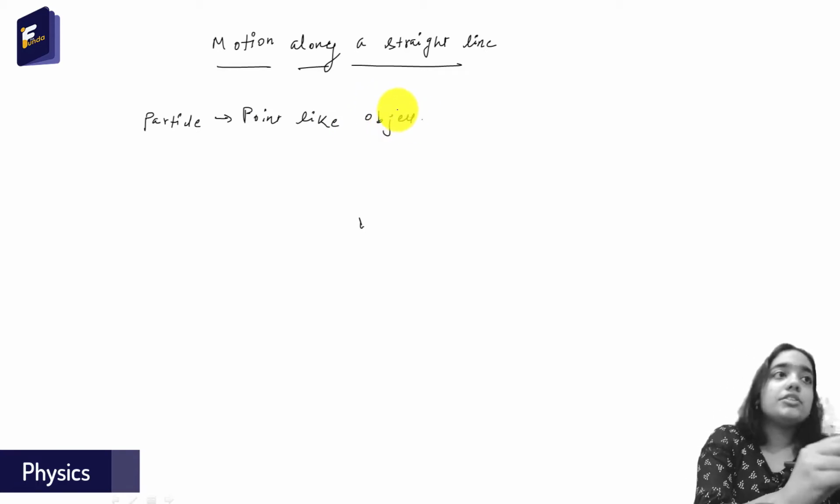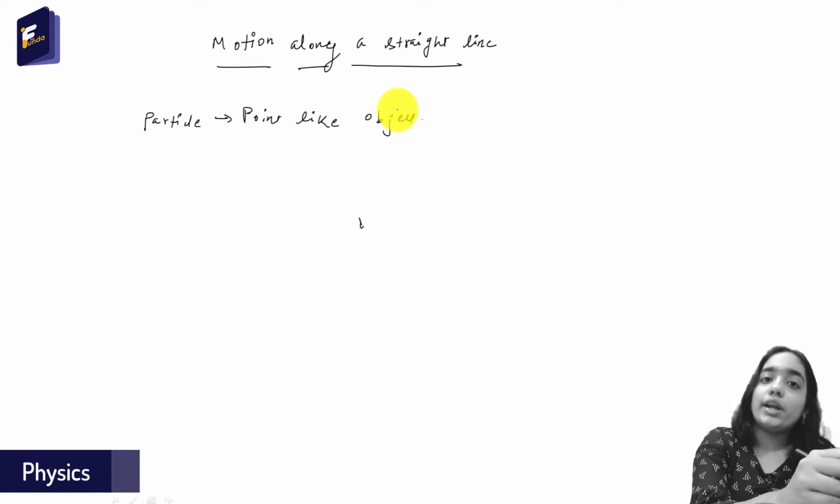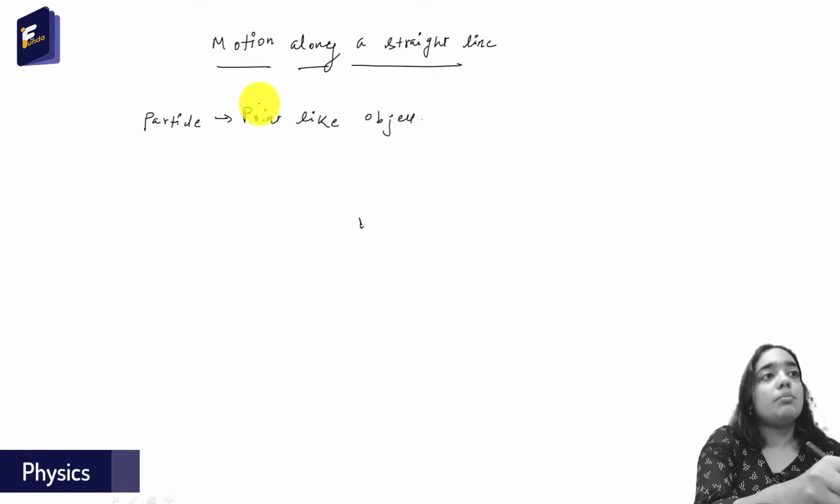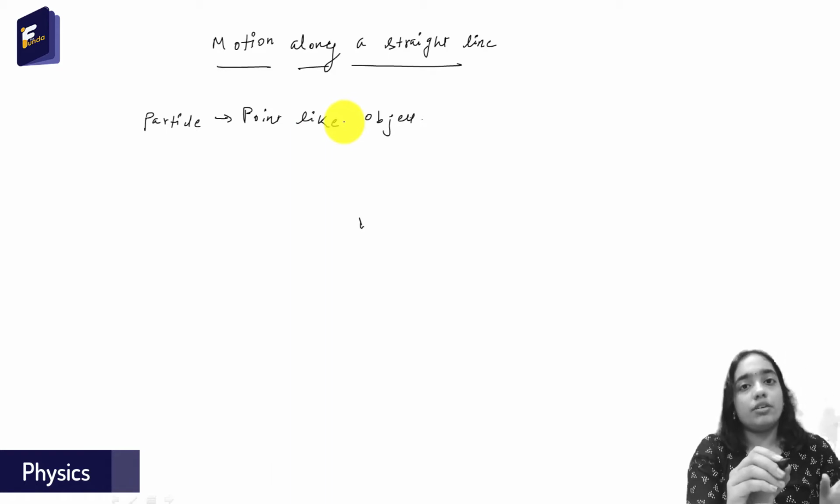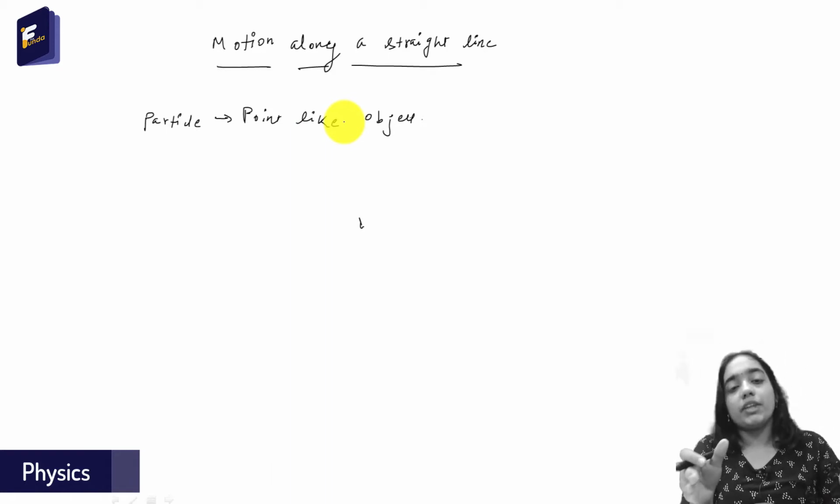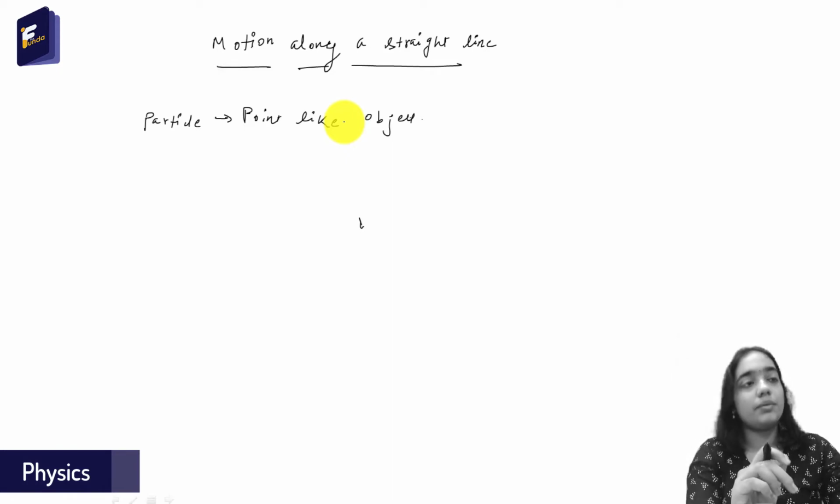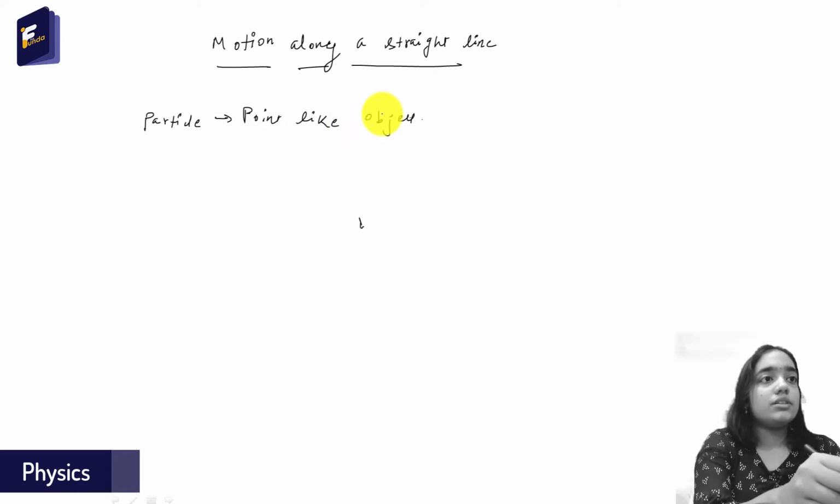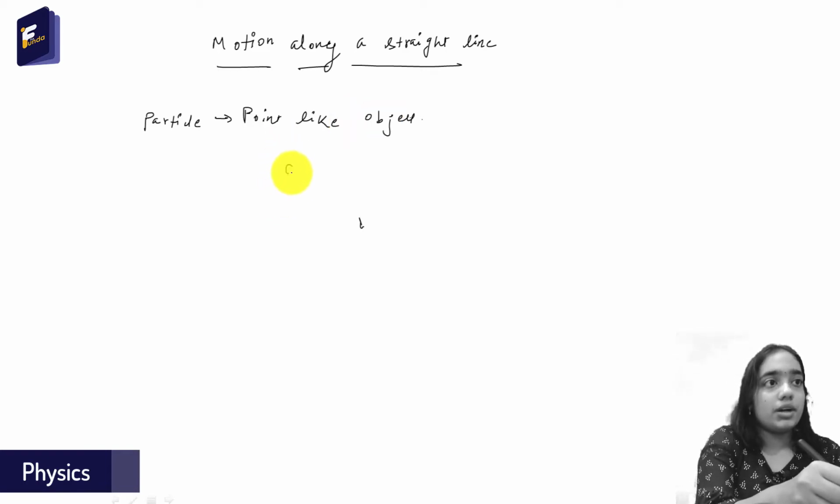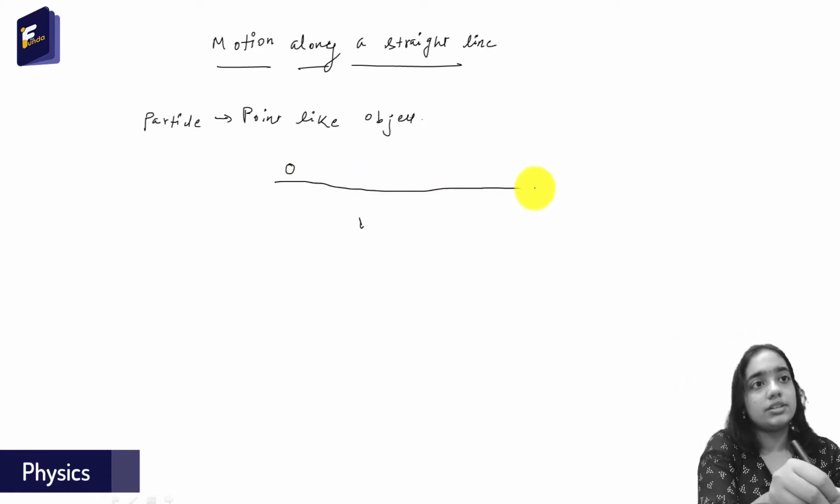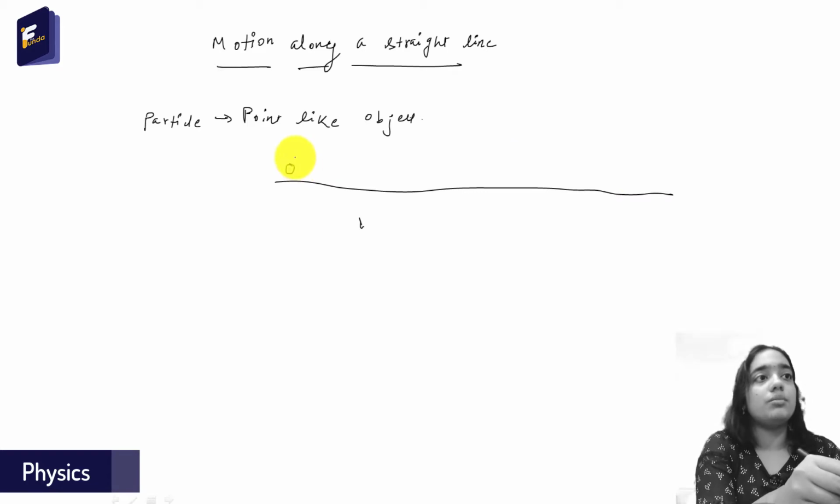So another question is, what is a point-like object? A point-like object is an object for which the distance covered by the object is very large in comparison to the size of the object. Okay. Imagine it is a particle, a point-like object, and it covers this distance. So this distance covered by the object is very large in comparison to the size of the particle. This is the size of the particle.